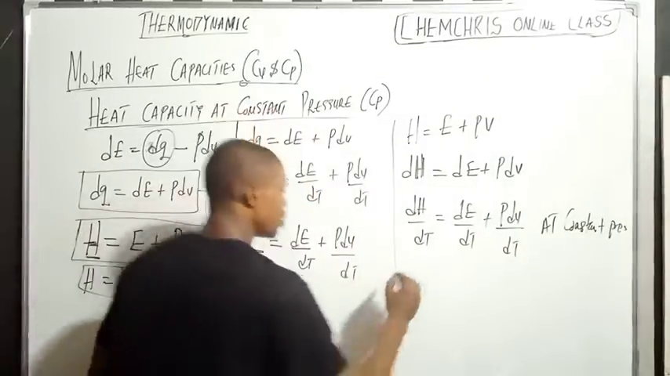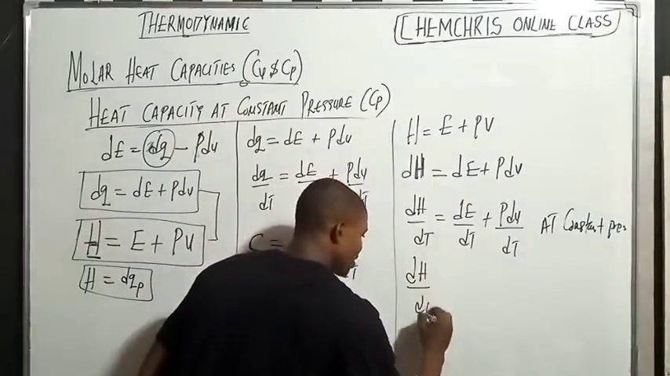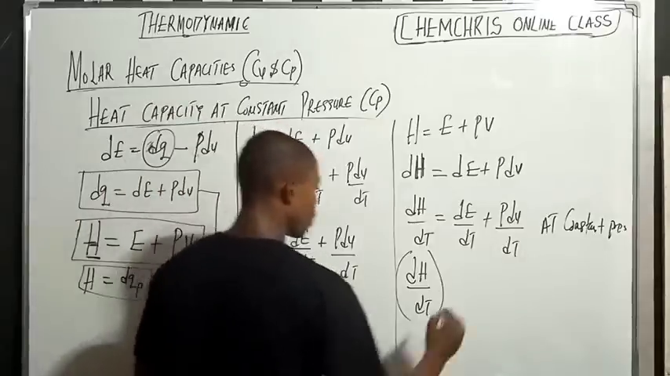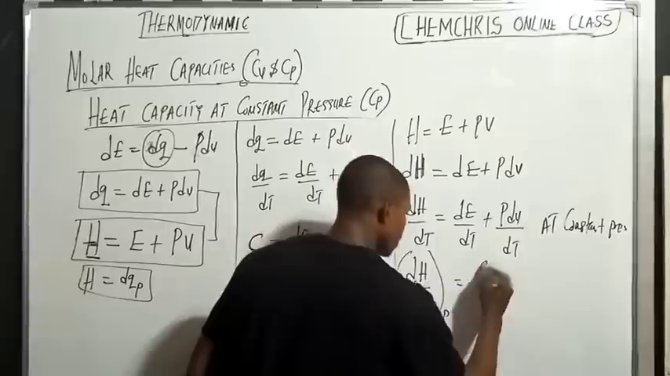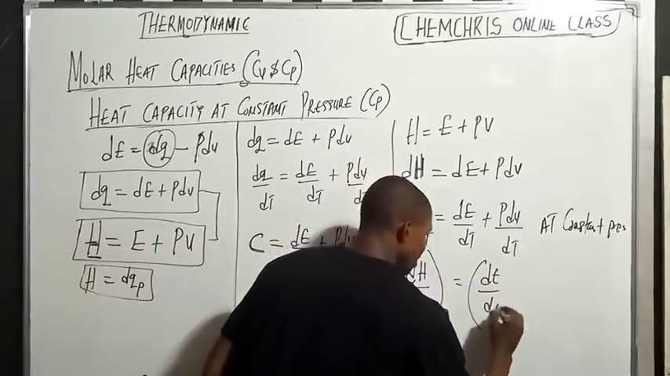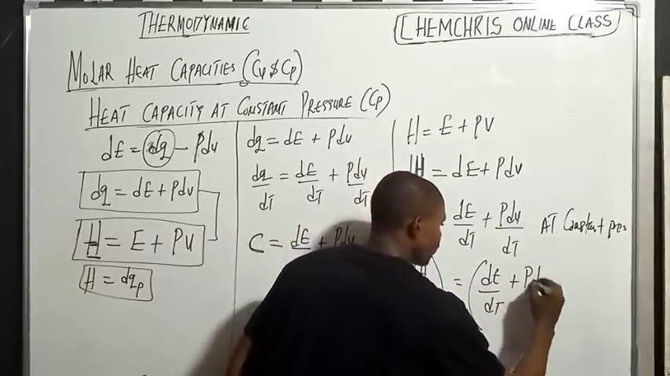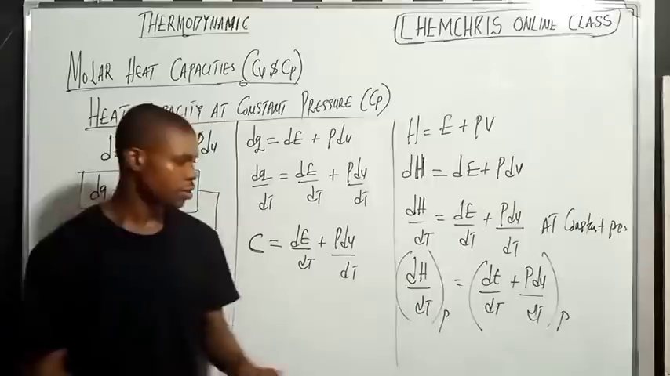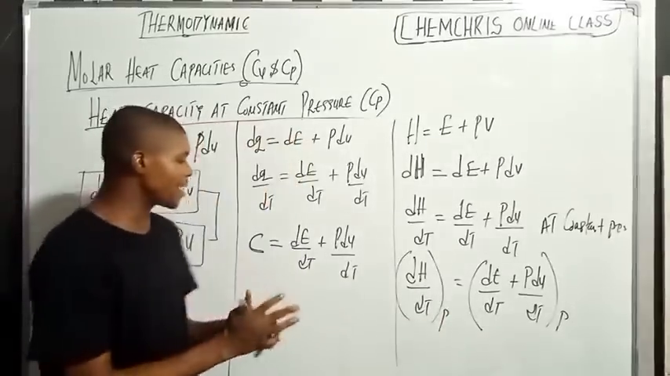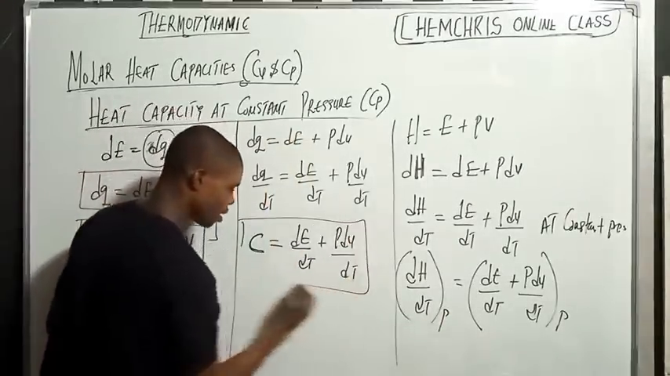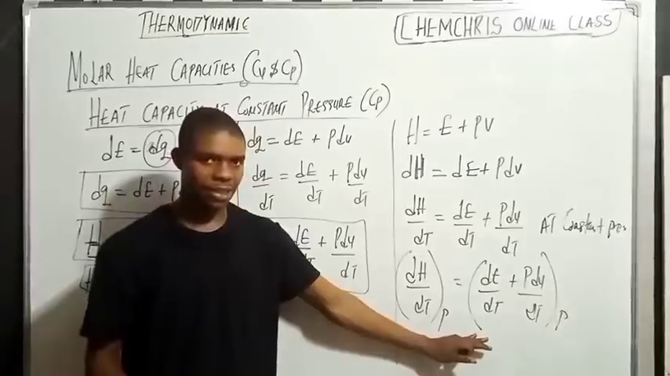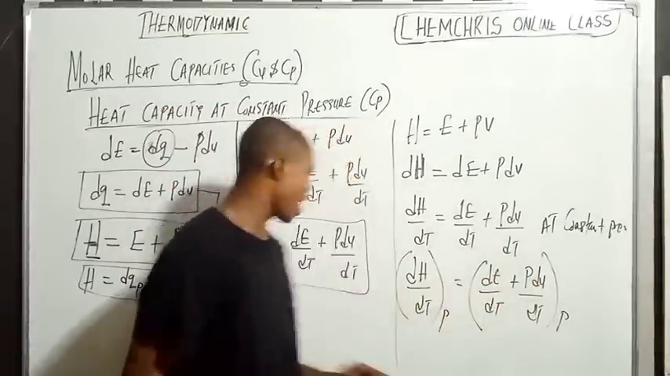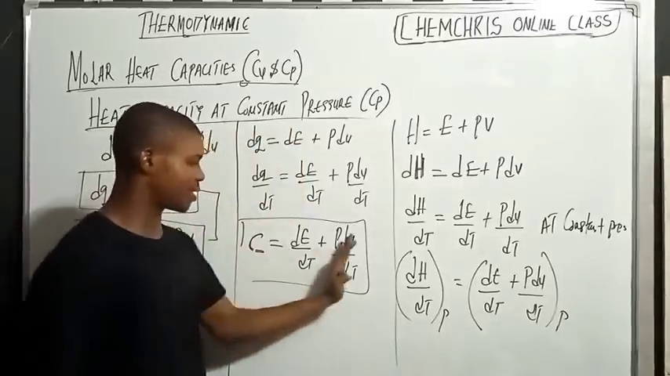So it's going to be change H over change T at constant pressure equals change E over change T plus P times change V over change T at constant pressure. Can you see that? Now if you relate this guy and this guy, they are related. Do you understand?